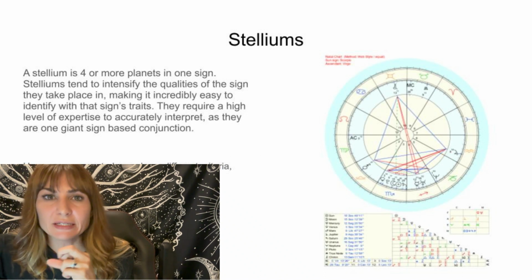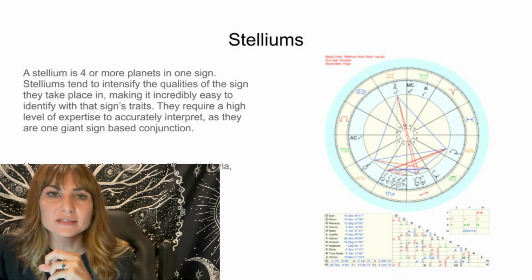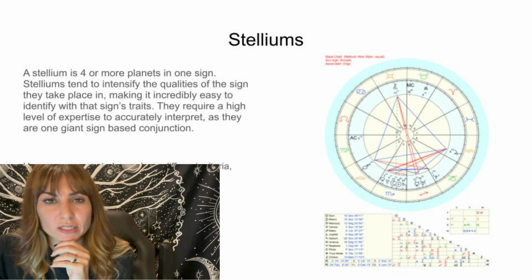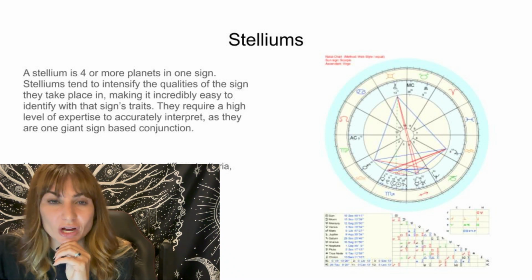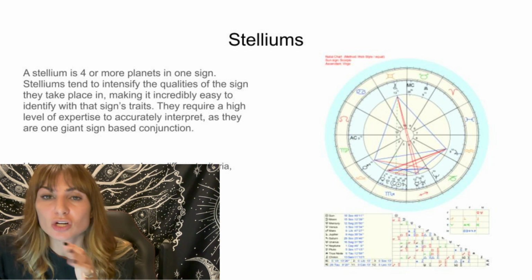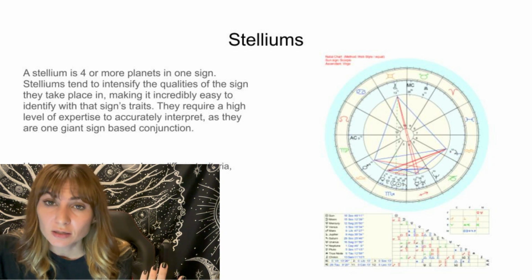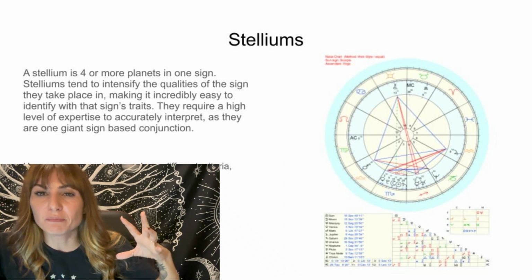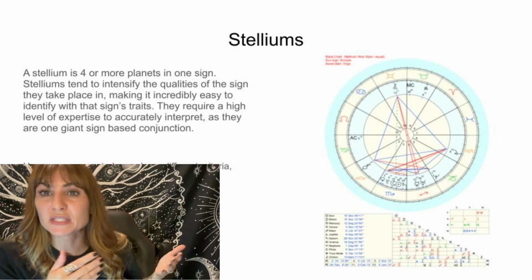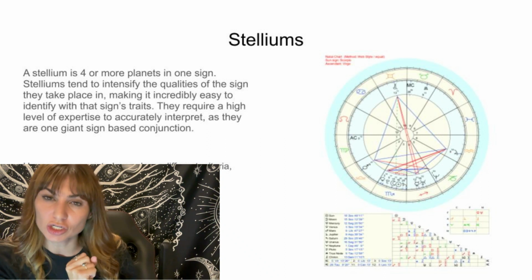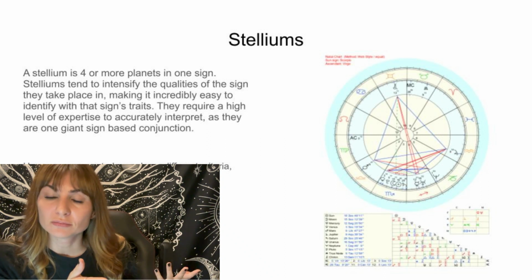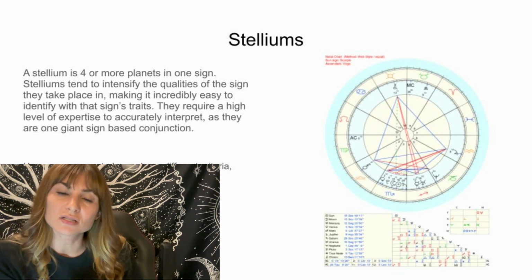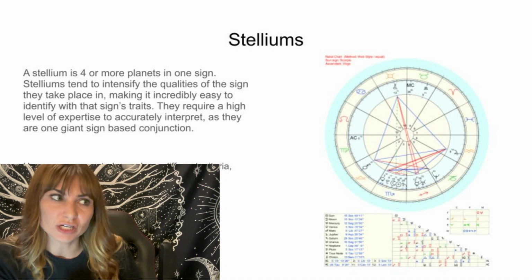They make it incredibly easy to identify with that sign's energy. It takes a high level of expertise to accurately interpret them, because they're one giant sign-based conjunction, sometimes an actual conjunction by degree, but certainly by sign. Meaning, in the Scorpio, for example, this one, since everything is in there, that's a sign-based conjunction. They're all in Scorpio. We have to understand that these people have a hard time balancing their energy adequately.